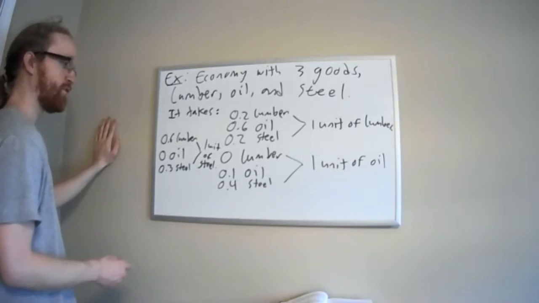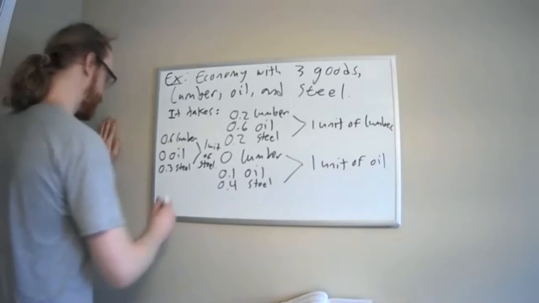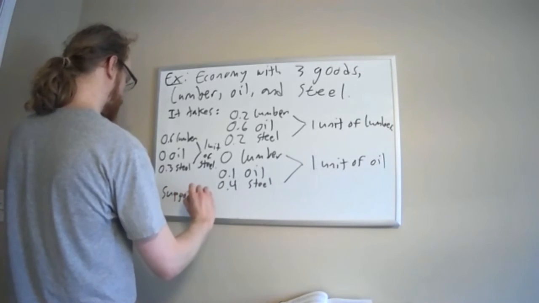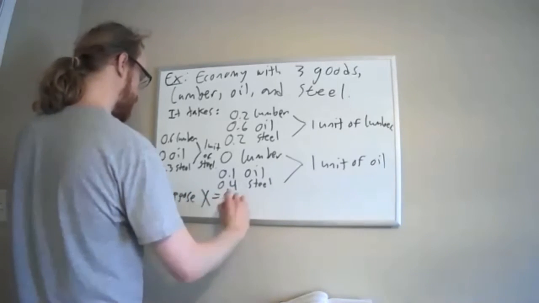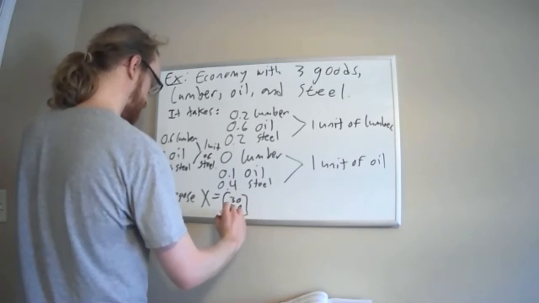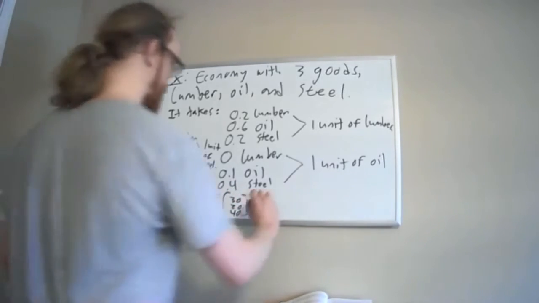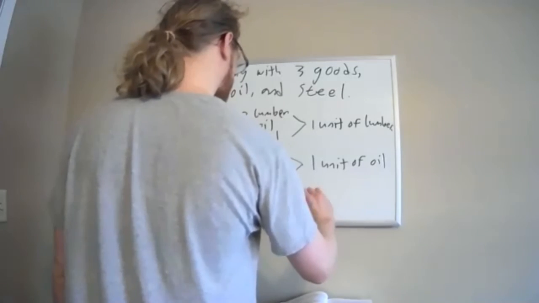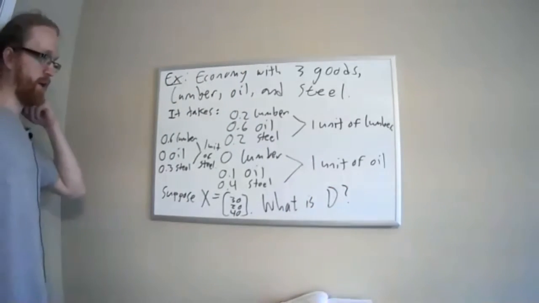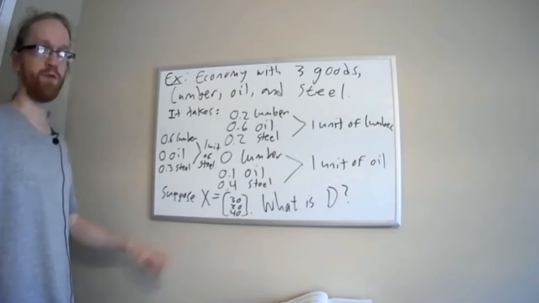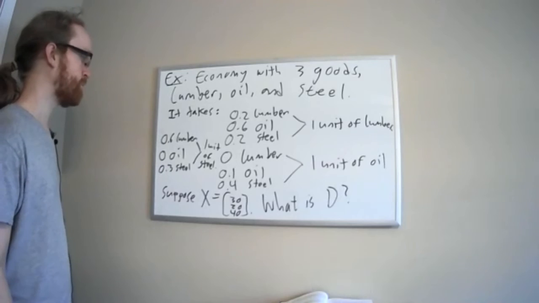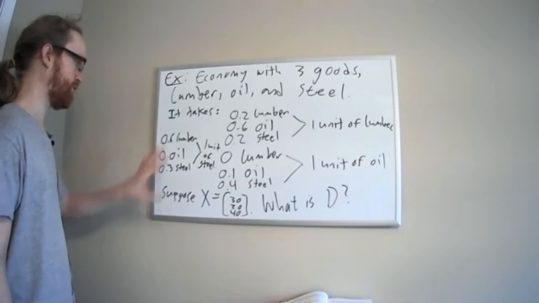And here's going to be the statement of the problem. So here's what we're going to do. Suppose I have a production schedule that says X equals 30, 20, and 40. Then what is D is going to be the question, basically. Said another way, what demand can we meet with this production schedule? So we're going to find out what demand we're able to meet with this production schedule based on this information given here.